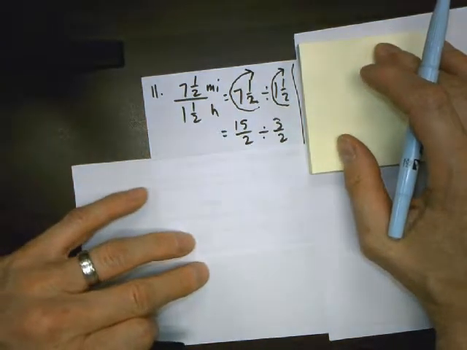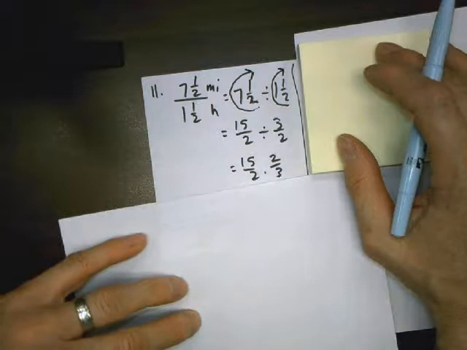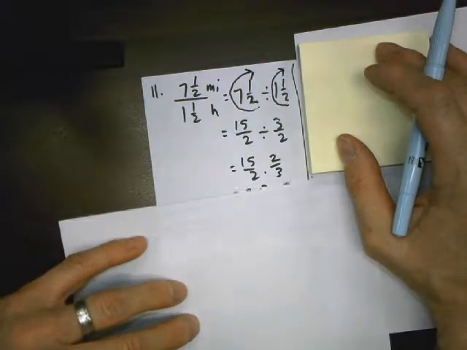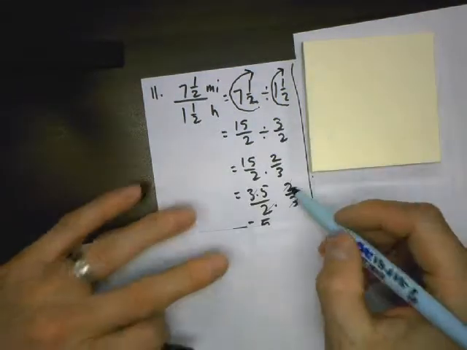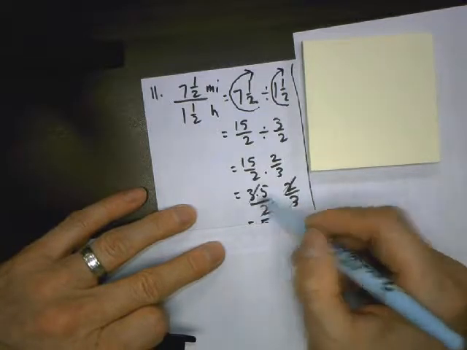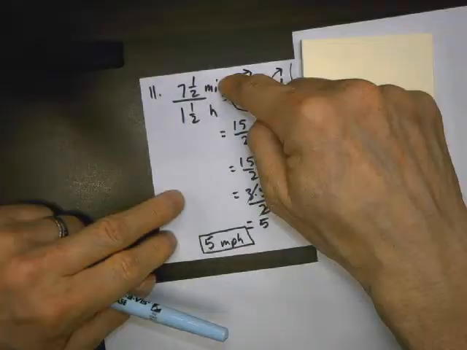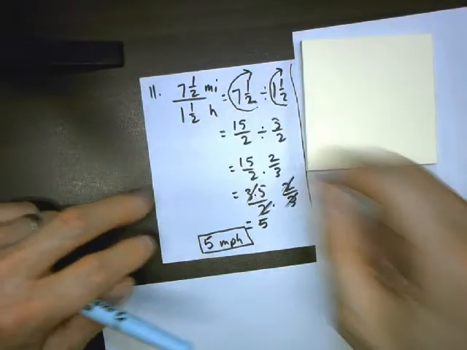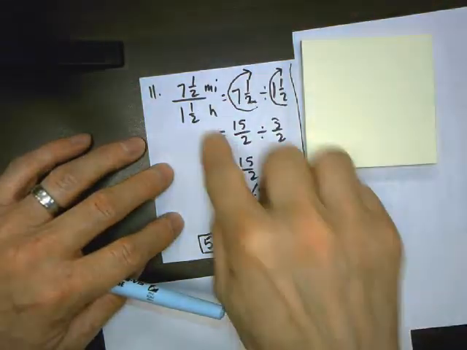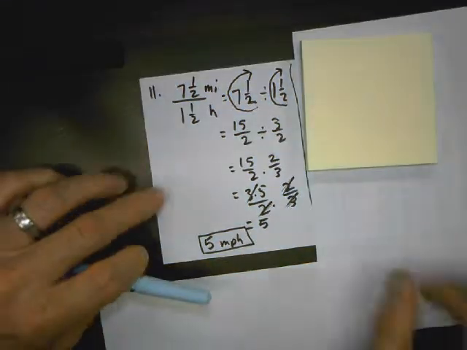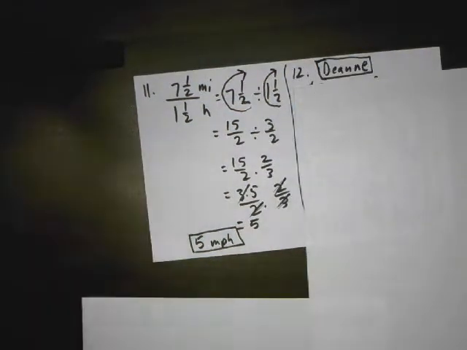How do we divide fractions? We just did that 2 times in a row. We multiply by reciprocal. Factorize. Cross out your 1's. There's a 2 on top and bottom. There's a 3 on top and bottom. What's left is a 5 on top. 5 miles per hour. Miles is on top, so it's miles per hour. When we divide like that, the bottom is always a unit rate. How much per 1? Okay.